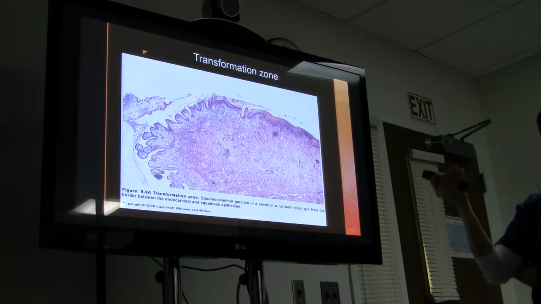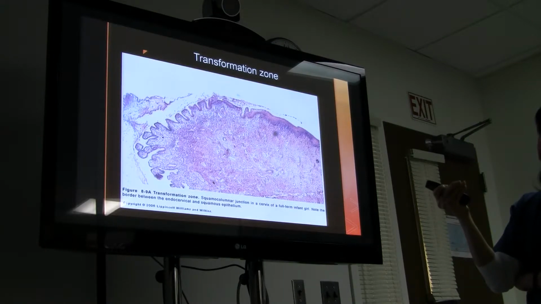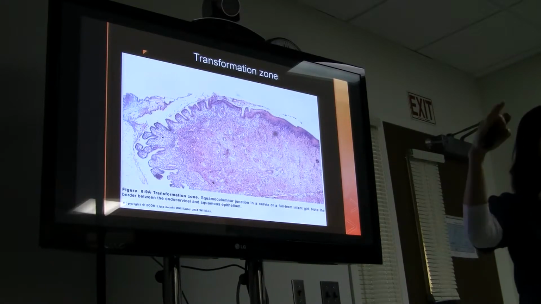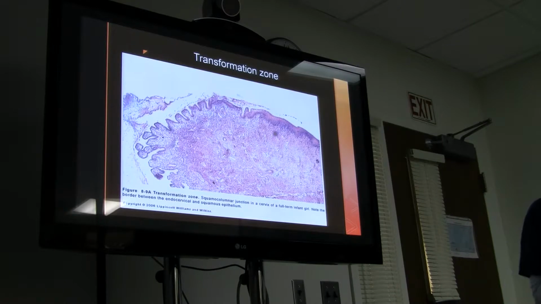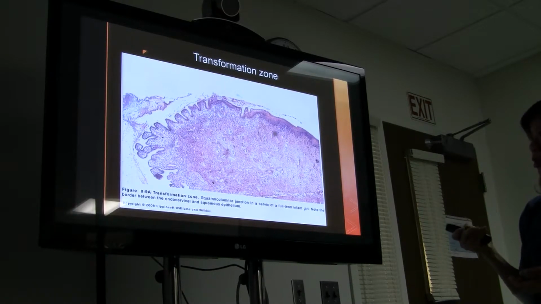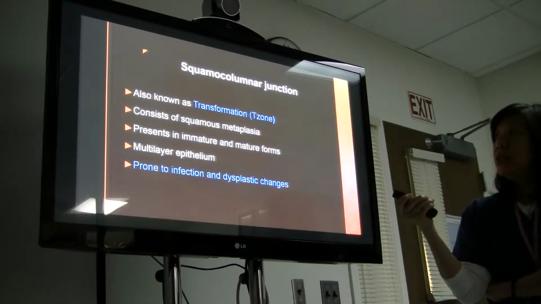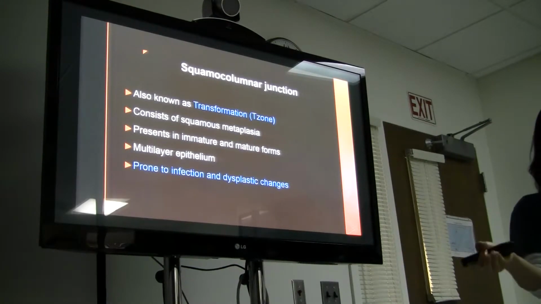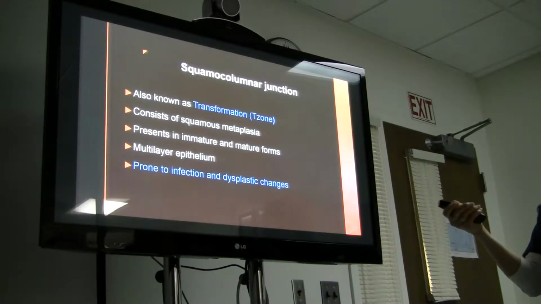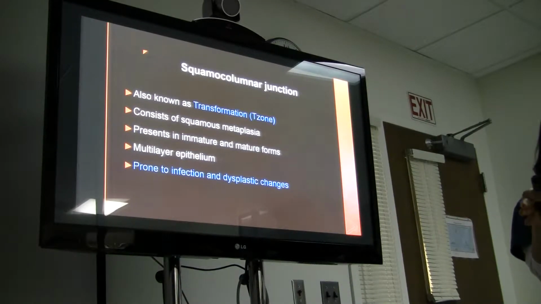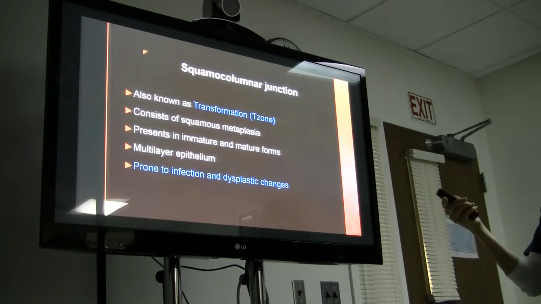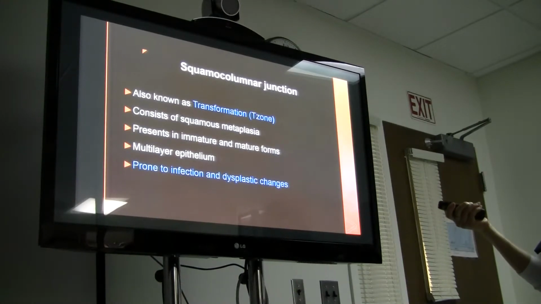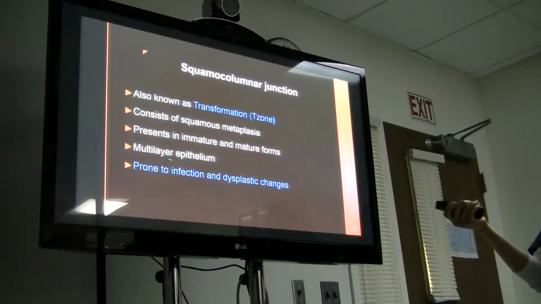Okay, so at this junction right here, the columnar cells with the one single layer is changing into the squamoid looking cells in multiple layers. Okay, so that's why they call it the transformation zone or the junction. That's where the cells are. The cells then, and the word metaplasia meaning changing. Okay, so keep in mind, from columnar cells changing to squamous cells in this area. It presents in the mature and the immature form, also is multi-layer.